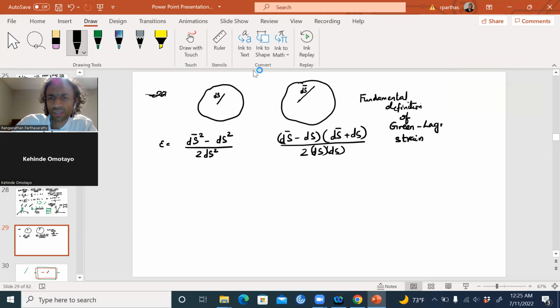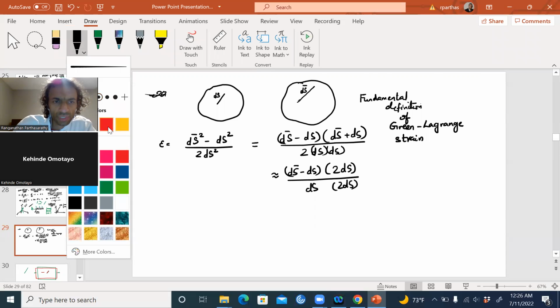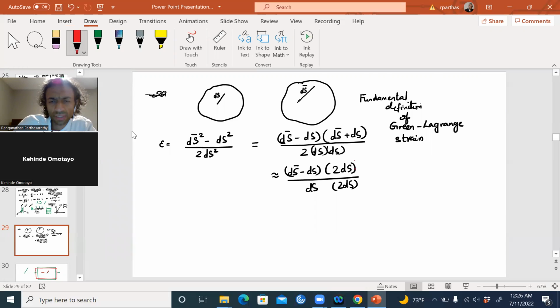There are so many types of strains, but really you have to take a continuum mechanics class. You can know all of them. But this is the fundamental definition. To explain, if you simplify this, ds bar plus ds by 2, approximately 2ds, right? For small deformation, right? When the deformation is small, ds bar and ds are not that different. So this is approximately 2ds. Now, if you cancel these two, this becomes our common change in length by original length. But this one is the more accurate definition, okay?